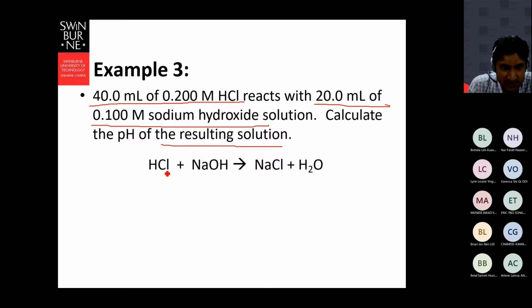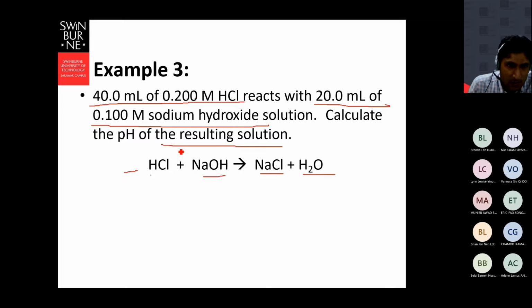HCl and sodium hydroxide reacting. First of all, we have to write the equation to know what is going on there. So HCl and sodium hydroxide reacting, producing sodium chloride and water. Interesting thing, right? From strong acid and strong base, we produce the salt that we eat. And this sodium chloride is being produced.